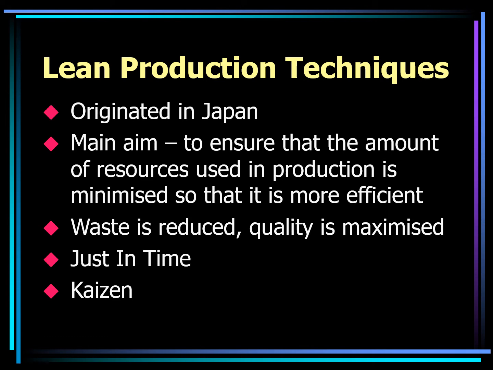Businesses also use something called a lean production technique. It originated in Japan, and its main aim is to ensure that the amount of resources used in production is minimised so it's more efficient. Now, lean producers use less factory space, raw materials, stock, labour and time. The reduction in these factors results in a more productive and cost-effective organisation.